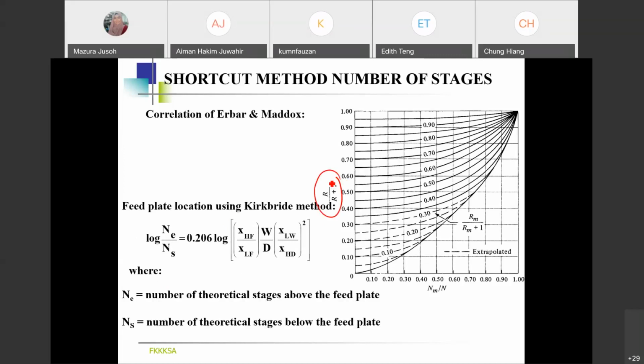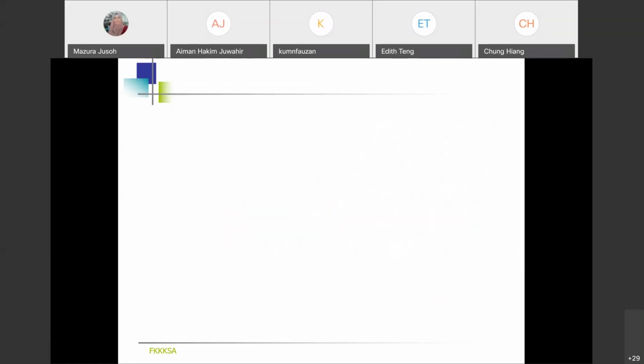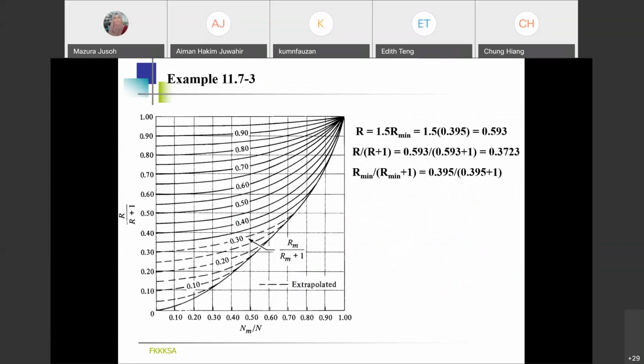This is R over R plus 1 for the Y value, and this is N min over N. So you need to have N min before you use this correlation, and you also need your R min value to calculate this. So there are 3 values correlated with each other here, which are R over R plus 1, N min over N, and R min over R min plus 1. So this is the equation that you will use, again using the HF, LF, LW, HD. Okay, so let's see from the example as well, the same example.